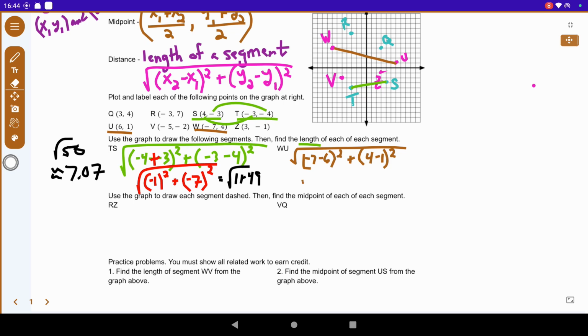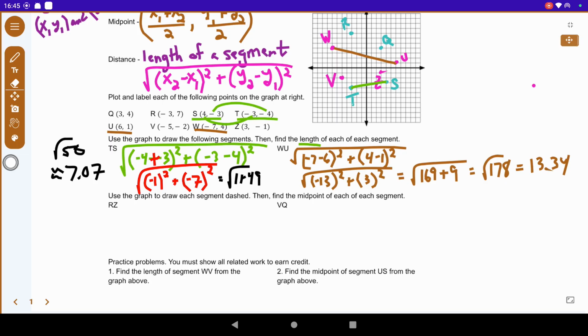It says W, take W, and then subtract the U value. Let's see here. We get the square root of negative 7 minus 6 is negative 13. 4 minus 1 is 3. And then you're going to add those together. Well, you're going to calculate them first. Negative 13 squared, again, make sure you use parentheses so you're getting a positive number, is 169. 3 squared is 9. So when you add them together, you get 178. And then take the square root of that, and you get 13.34 would be your solution.